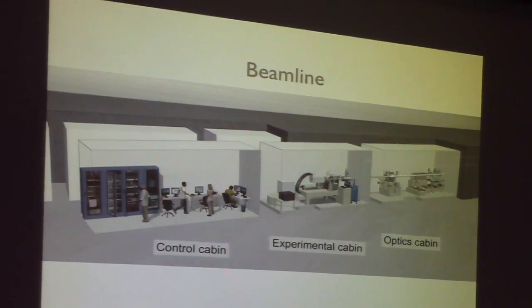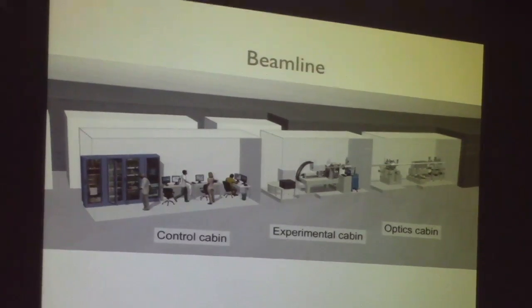Because everything is remote in the hutch, it all has to be motorized and under computer control. So it's a massive operation to get these things built. But once they're built, they work really well. And they're fun to use.